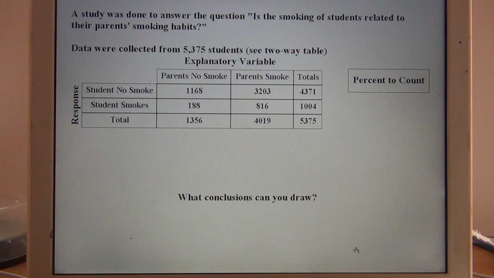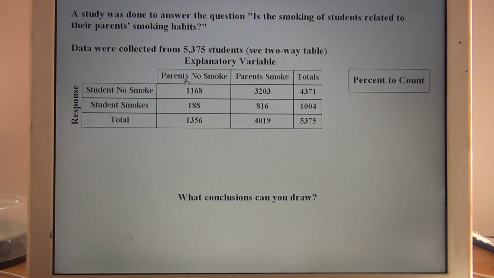Let's go on here. A study was done to answer the question, is the smoking of students related to their parents' smoking habits? Let's take a look at that. Data were collected on 5,375 students, and we have a two-way table. Here we have the explanatory variable on the top and the response variable on the side. The explanatory variable was parents, whether parents smoked or not.